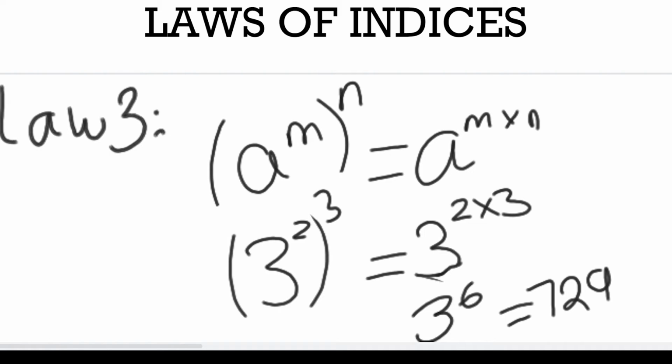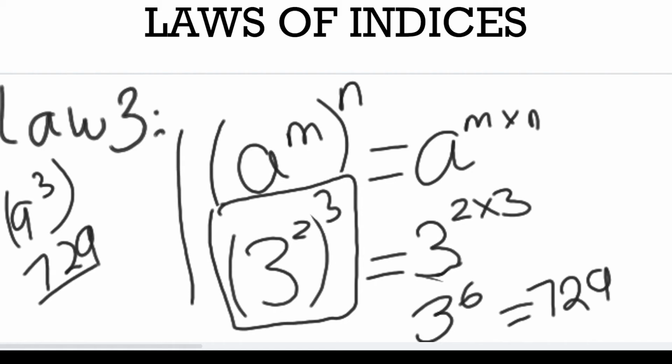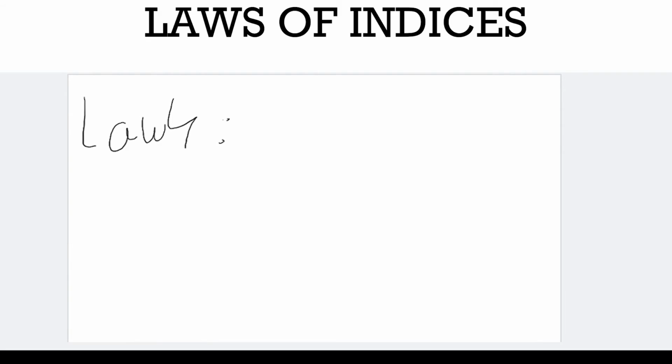So now let's check whether this law is correct or incorrect. We will take this expression only, and we will not multiply the powers in this. So 3 to power 2 is 9, and 9 to power 3 is 729. So both the answers are the same, so it means that this law is also correct. It is valid. So now let's move to law number 4.